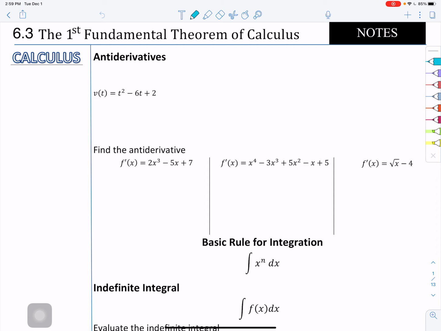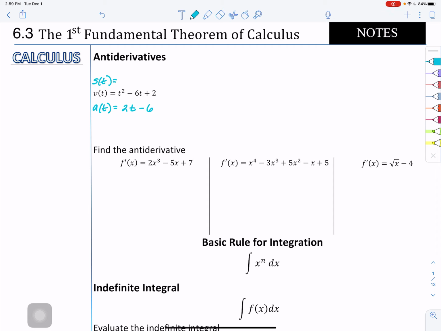The derivative of velocity is acceleration. Let's go ahead and take that derivative. 2t minus 6. So the derivative of that velocity function is 2t minus 6. Now, what if I wanted to go backwards and see what s of t was? Okay, so what would I take the derivative of and get t squared?